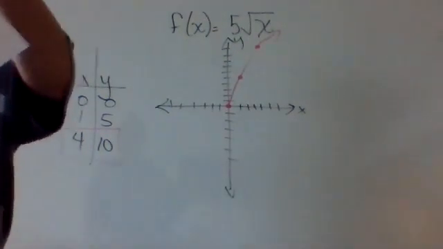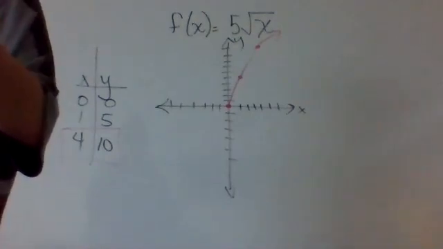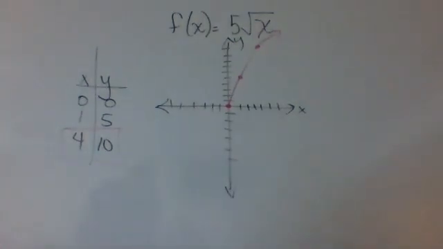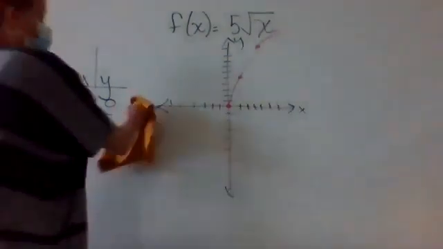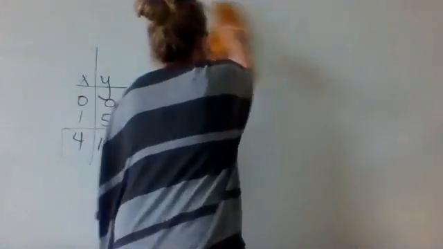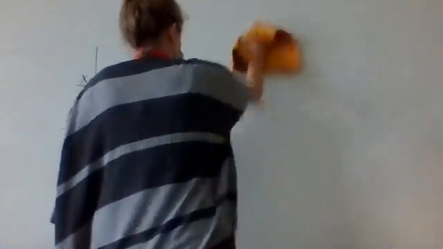All right, let's look at number 5. F of x equals the square root of x plus 7.